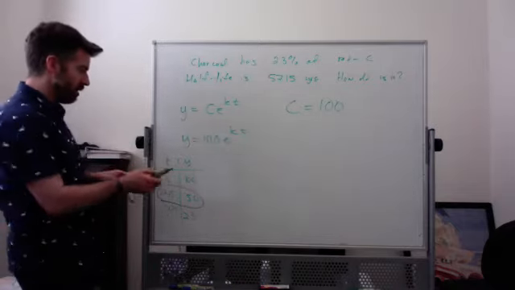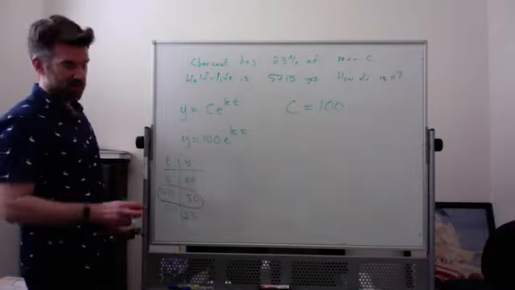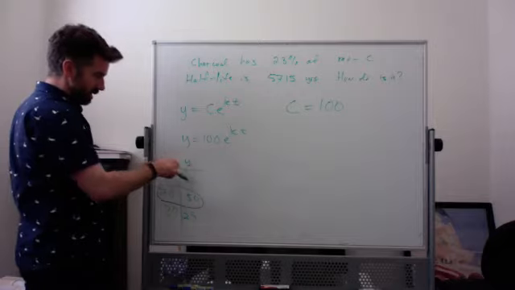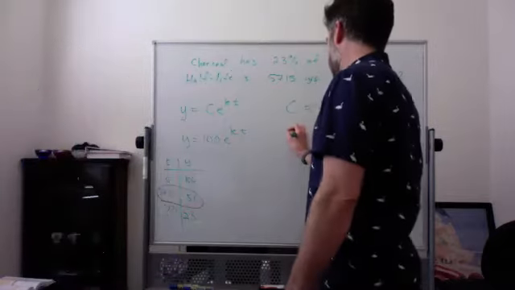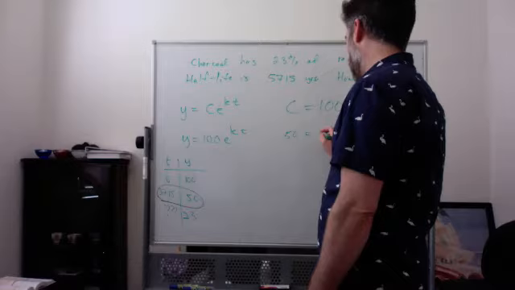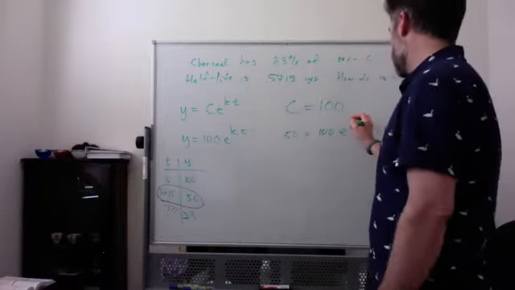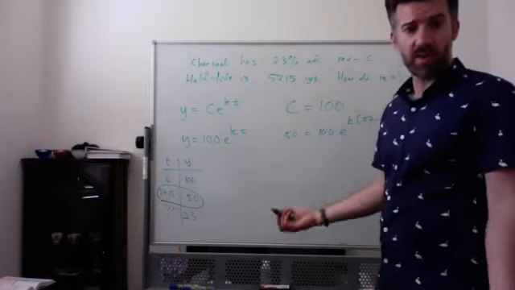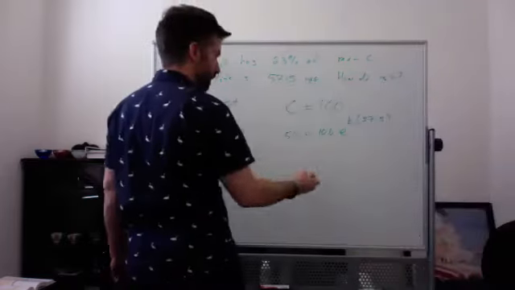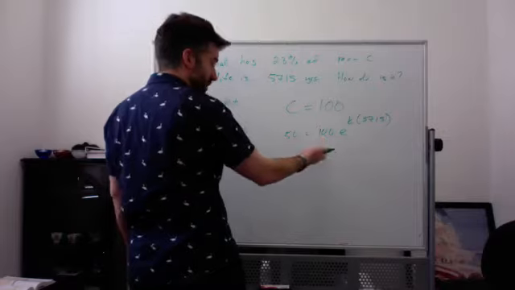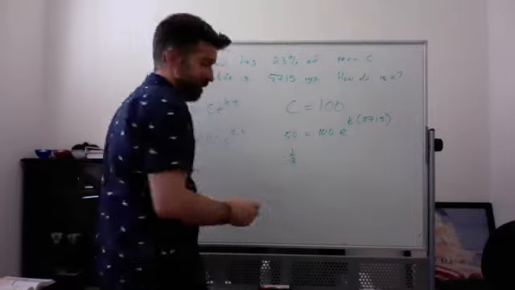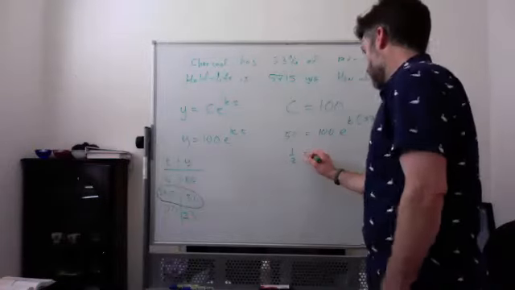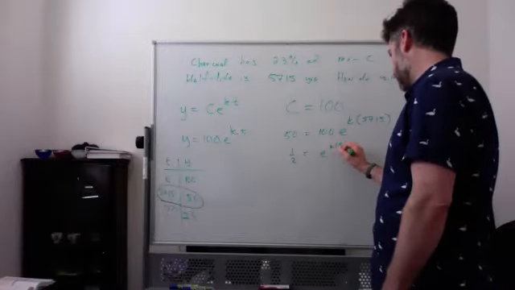I'm going to plug in y. The reason I like to make this chart is so I don't accidentally plug in the wrong thing for y and for t. Y is 50 and t is 5,715. So I've got 50 equal to 100 e to the k times 5,715. Then we can solve for k. Divide by 100. 50 divided by 100 is 1/2. That will always happen when you're using the half-life. That equals e to the k times 5,715.